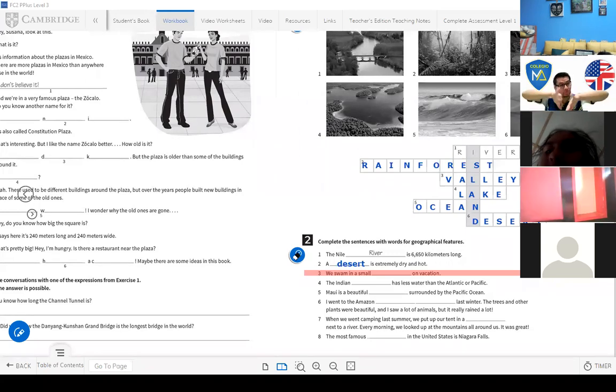It says swam, huh? We swam. This is swam, el pasado de swim. En present, swim. En pasado, swam. Where can you swim? Okay, but it says that you can swim.